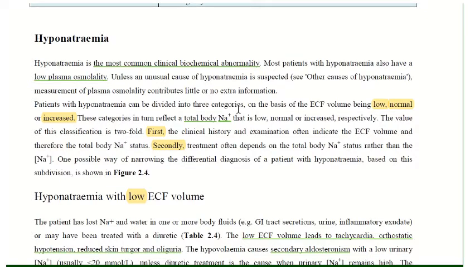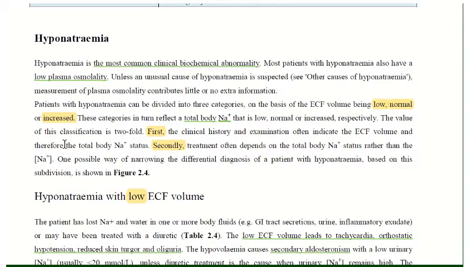ممكن تقسيمهم إلى 3 أقسام on the basis of the extracellular fluid volume being low or normal or increased. وهاي الكاتيجوريز in turn reflect تعكس total body sodium that is low, normal or increased respectively.